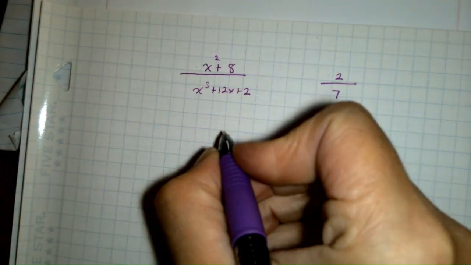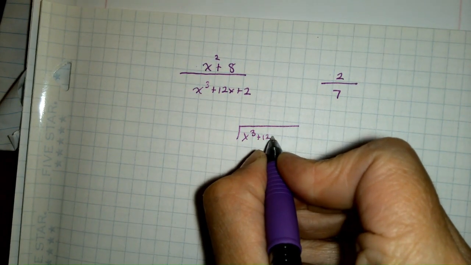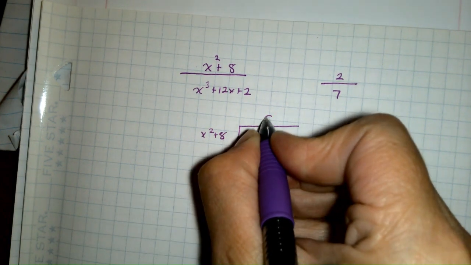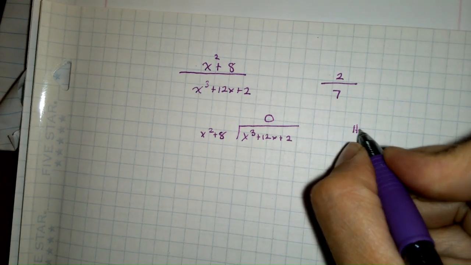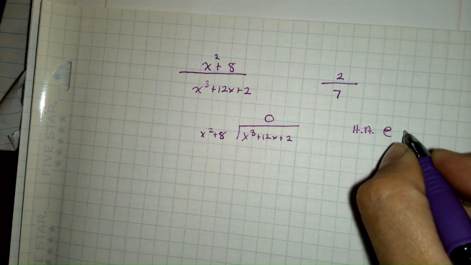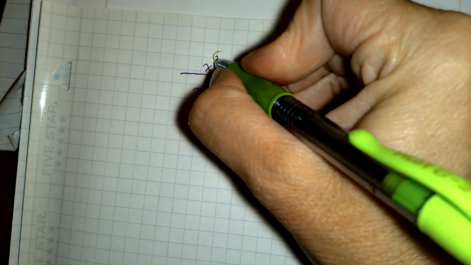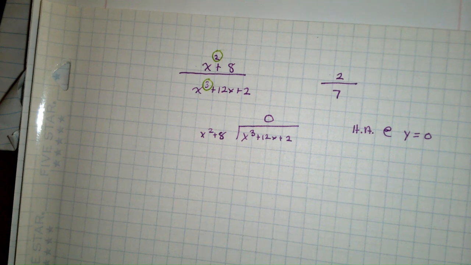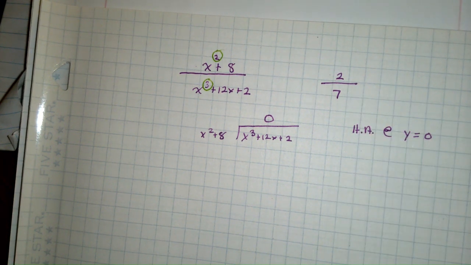So when you divide by x cubed plus 12x plus 2, it's going to go in 0 times. So you're going to have a horizontal asymptote at y equals 0. And this is because this power is smaller than this power. It's bottom heavy, kind of like this is bottom heavy.